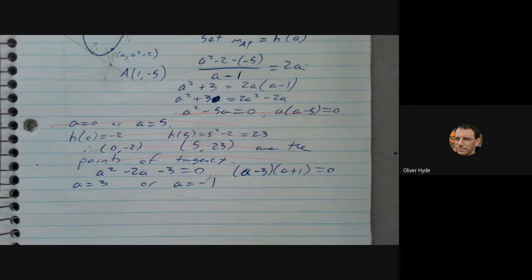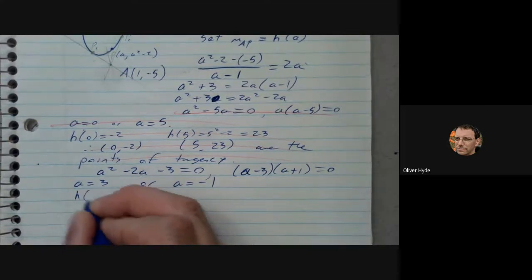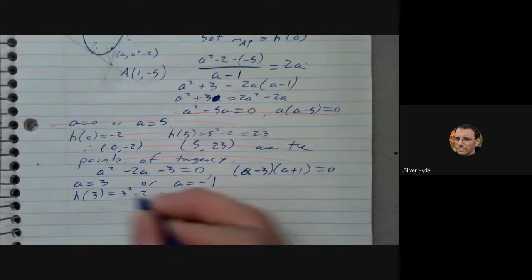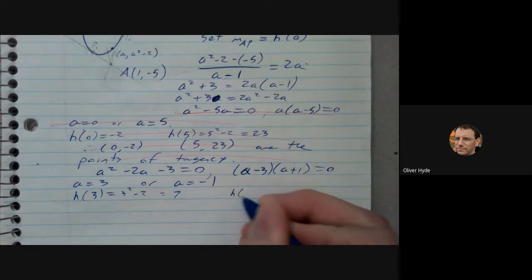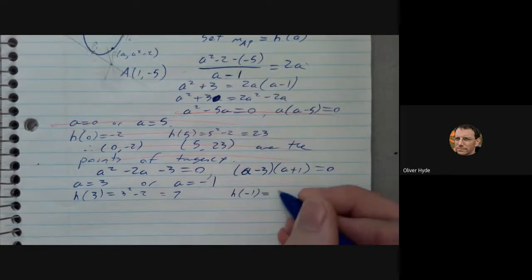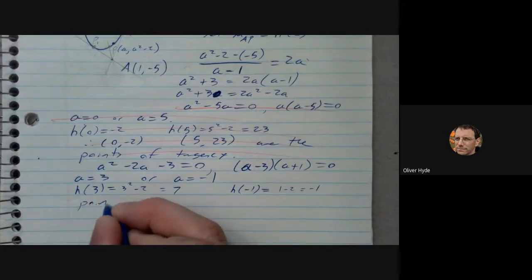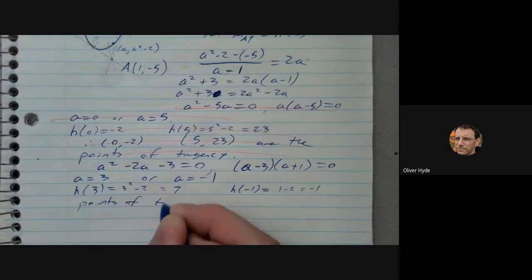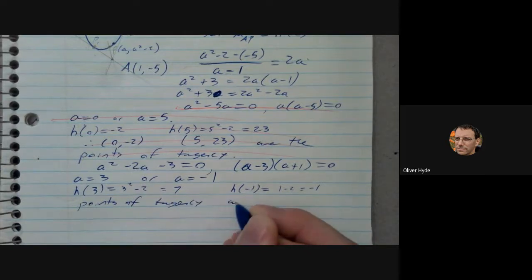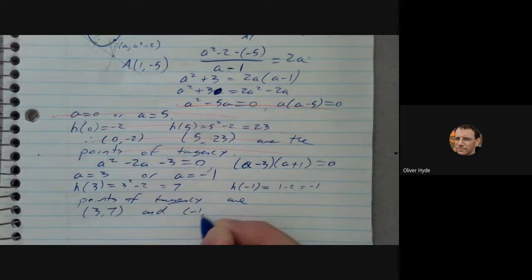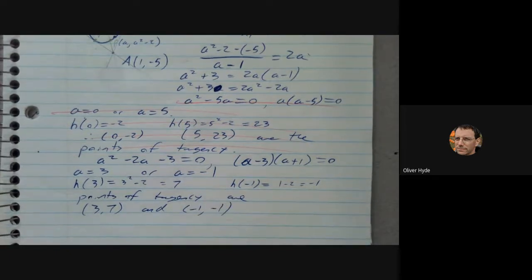Looking a little better. H of 3 would be 3 squared minus 2, or 9 minus 2, or 7. H of -1 would be 1 minus 2, or -1. So the points of tangency are 3, 7, and -1, -1. Okay, I'm glad I caught that.